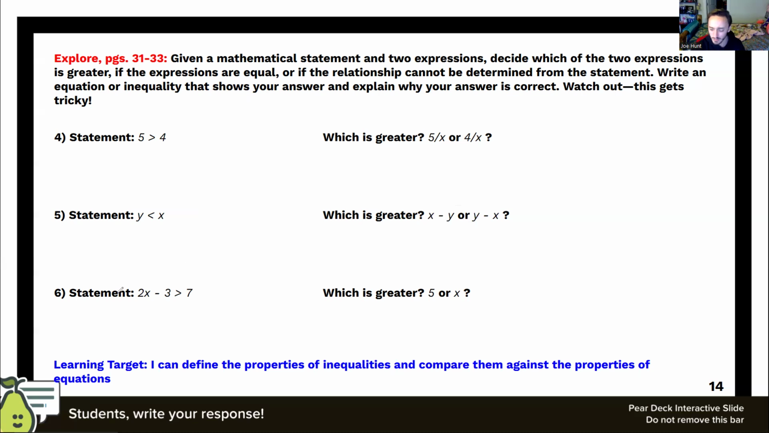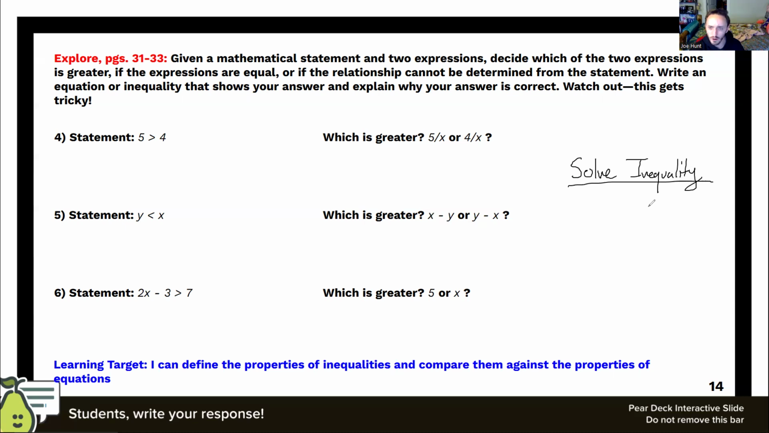Now, with part 6, we graduate up to a more challenging scenario, right? Here, I've got the expression 2x minus 3 is greater than 7, and they want us to make a determination about whether 5 or x is greater. But we don't know what x is, right? So we should probably figure out what value x is going to hold in this, and this might be the first time that we're going to solve an inequality in order to make this determination.